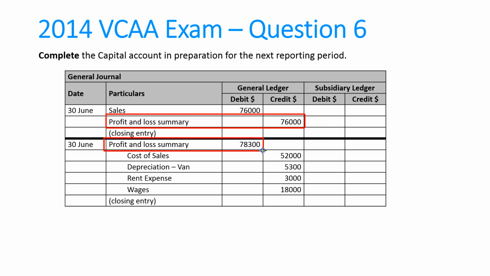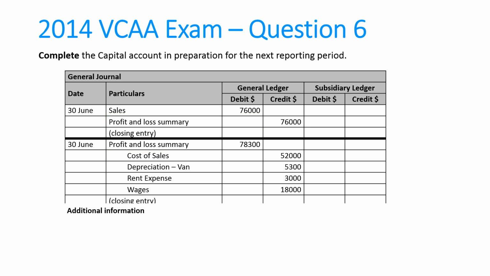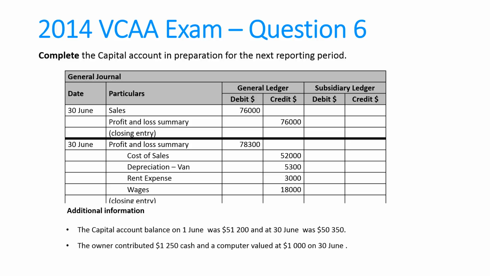So it's quite common on most exams where you would actually need to do that entry yourself, but this was a nice twist where they actually gave it to you, and they also gave you a little bit of additional info. You were told that the capital account at the beginning of June had a balance of 51,200 and at the end had a balance of 50,350. The owner contributed cash and a computer, and the owner took out cash drawings during the month, but importantly, you weren't actually told the amount.